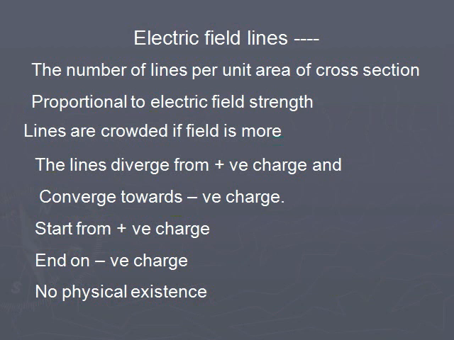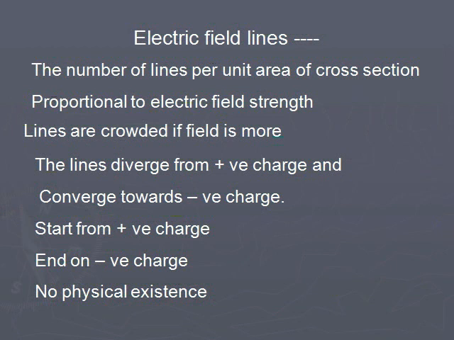The number of lines passing through unit area represents electric field strength. If the lines are crowded together, then the electric field strength will be more. If they are widely separated, the electric field strength will be less. Crowding depends on the strength of the electric field.